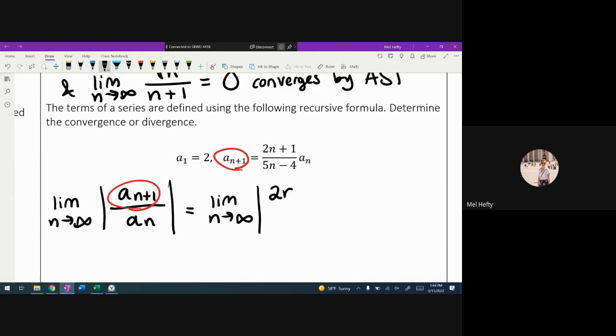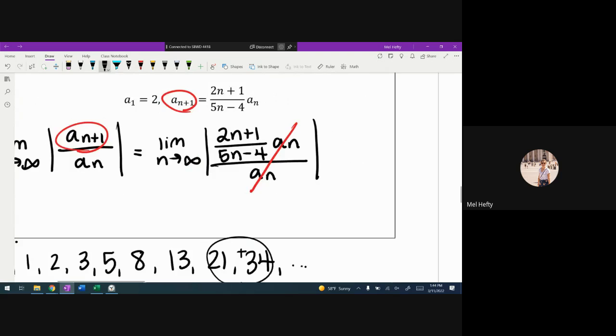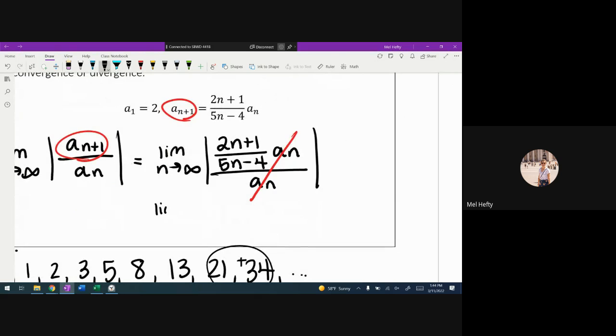So that's equivalent to (2n plus 1) over (5n minus 4), times a sub n, all over a sub n. What super horrifically convenient thing happens? It literally cancels out. And I just get the limit of this fraction. Are we all comfortable with 2/5?